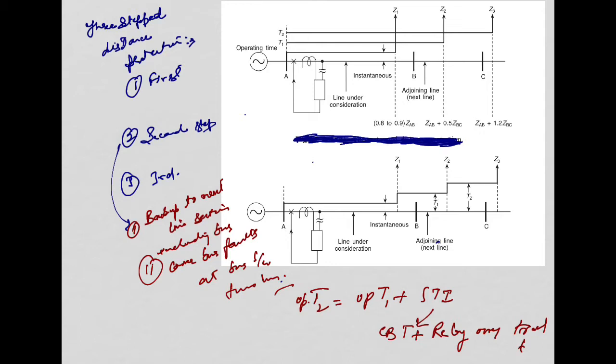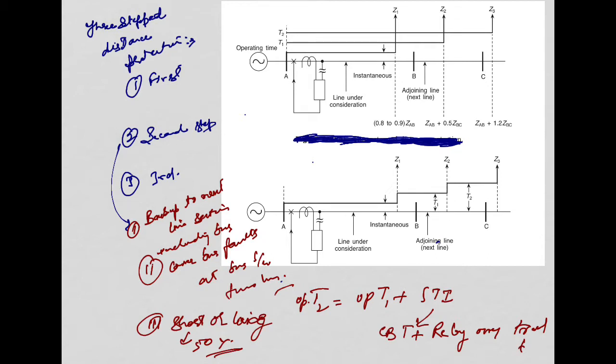When there is more than one adjoining line, let us suppose that we have two adjoining lines, one a short line and one a long line. In case we have the short and the long line, then the second step should extend to 50% of the shortest line. If it is set to reach 50% of the longest line, in that case there is a loss of selectivity with the second step.